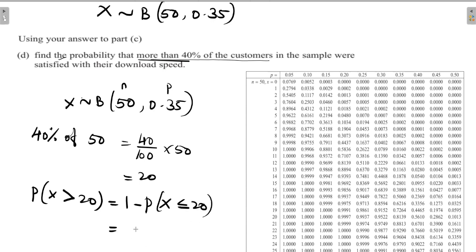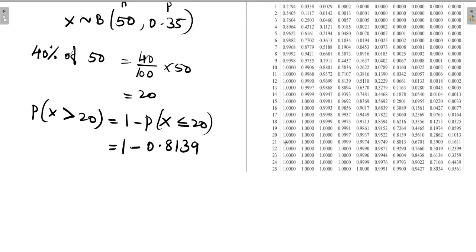By using a calculator or with the help of the table, we can find the value of 1 minus, here n equals 50 and the probability is 0.35. Take the corresponding value for 20. 0.8139 is the required value, so the final answer of this part is 0.1861. This is the answer.